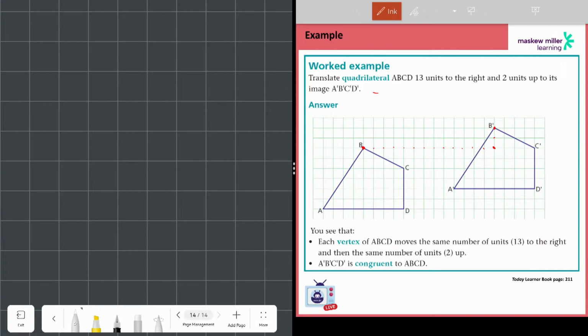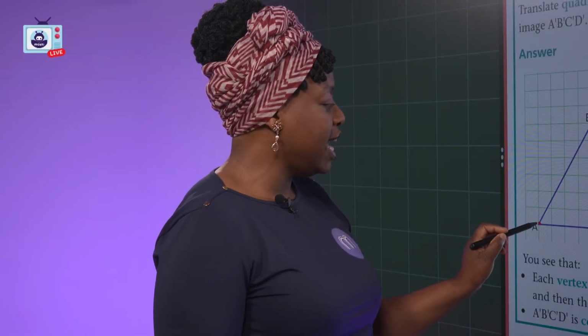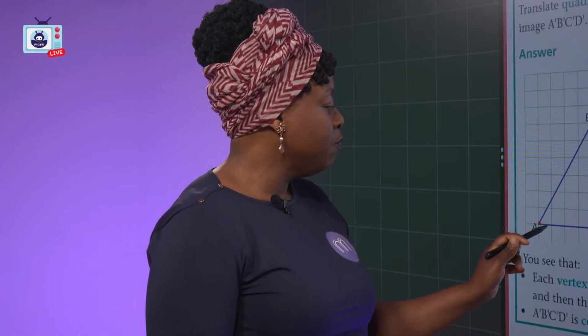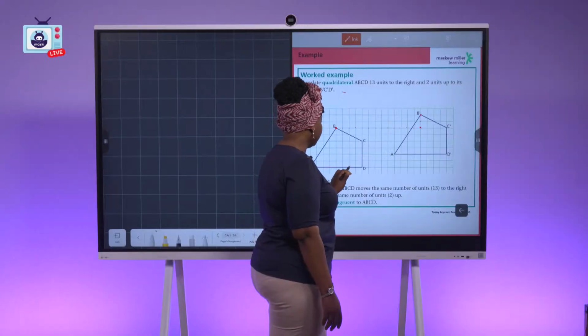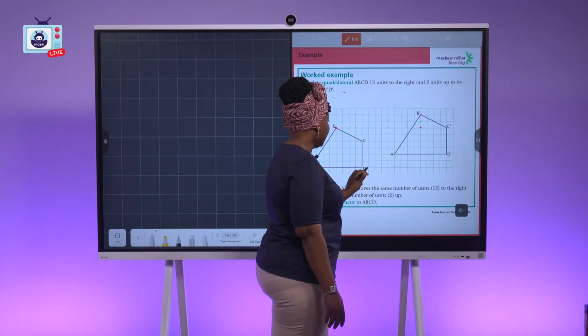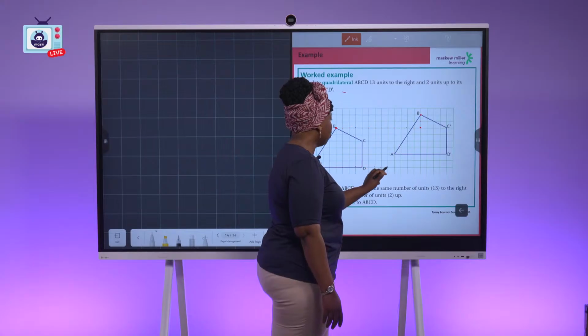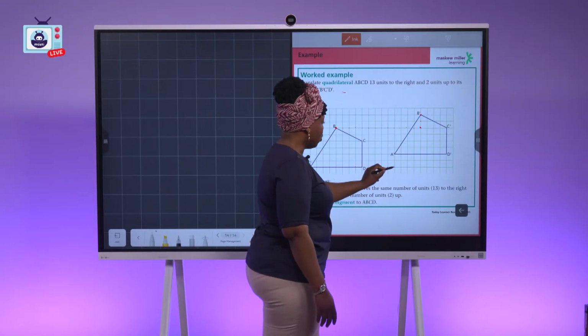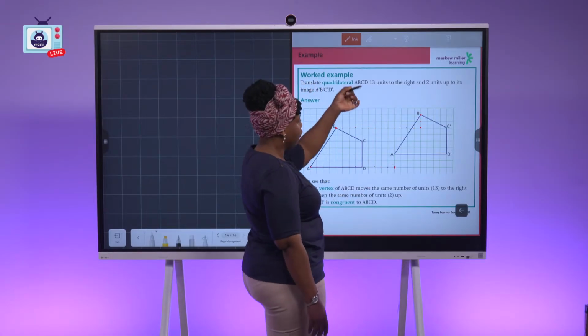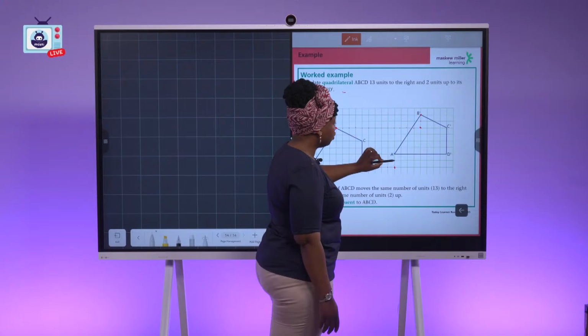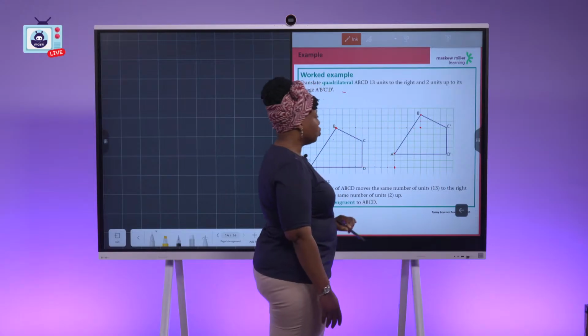Okay, so you do that to all. It's not only point B that had gone through that translation. All of them would go through the same thing. So if I use A, for example, I should be able to count 13 units: 1, 2, 3, 4, 5, 6, 7, 8, 9, 10, 11, 12, 13. Then another statement said we must move 2 units up. So that is 1, 2. That's why that point is there.